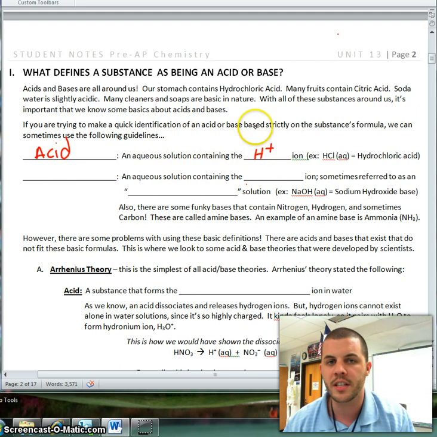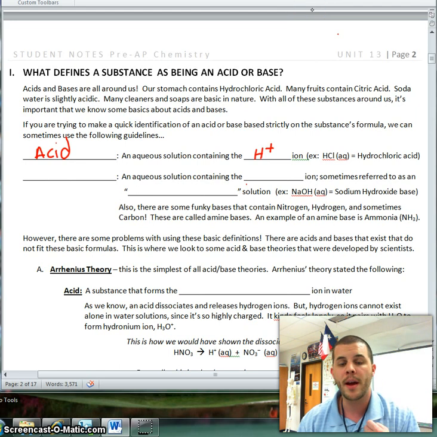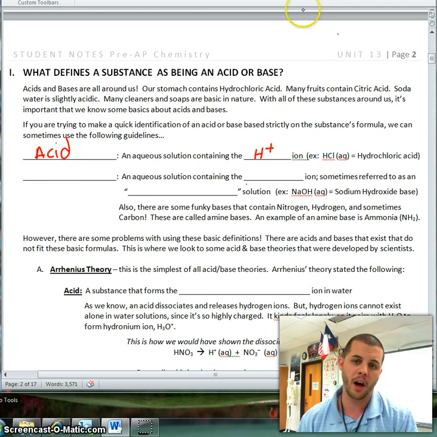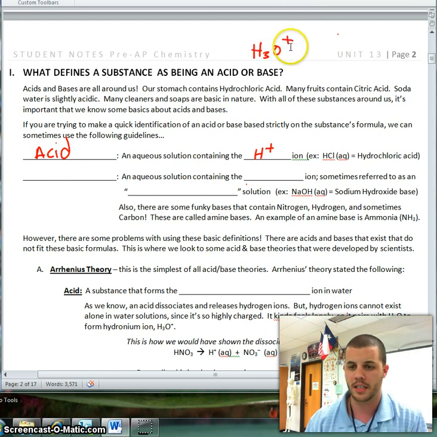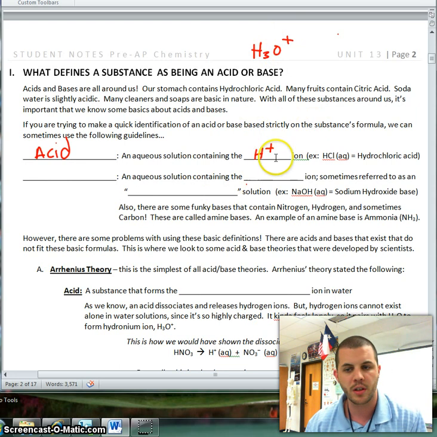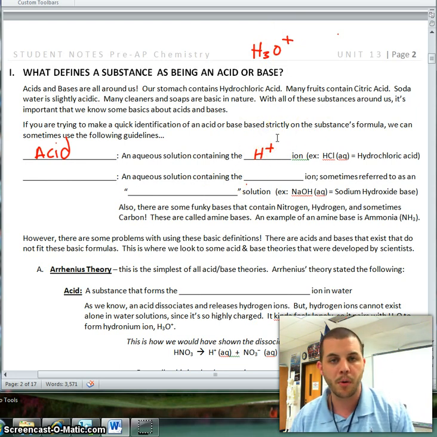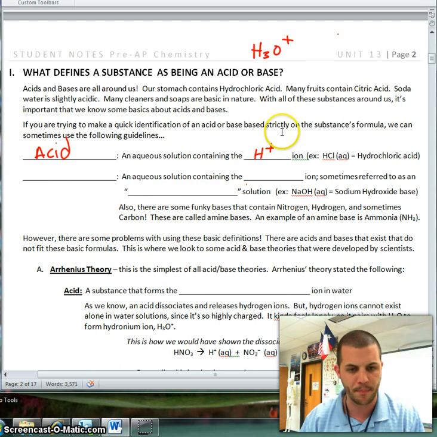Now, we're going to call this H plus ion a number of different things. You may hear me refer to it as a proton. You may also hear me refer to it as a hydronium ion. And a hydronium ion looks like this: H3O plus. Or a proton just looks like this, H plus. So you may hear me say a hydrogen ion, a proton, or a hydronium ion. All of those things are the same thing.